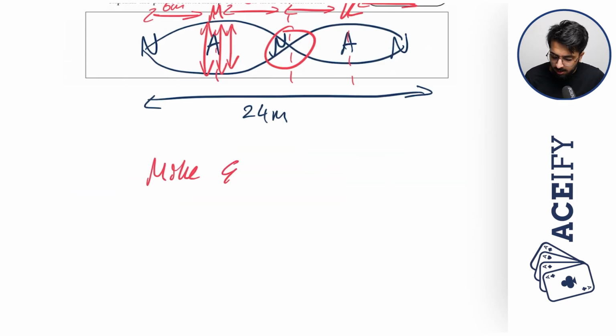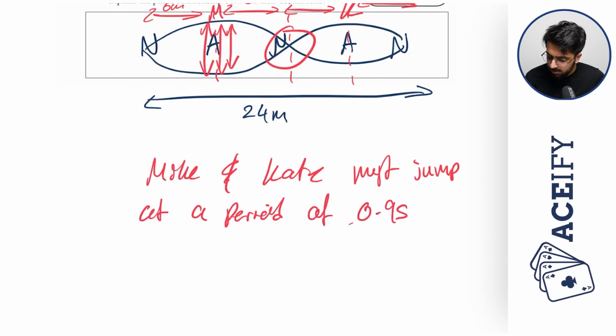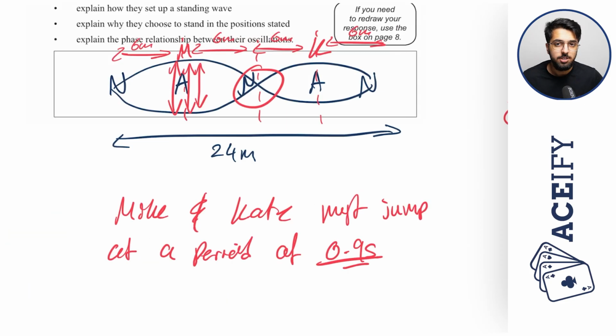And so therefore, Mike and Kate must jump at a period of 0.9 seconds. And the reason for that is because that is half of our total period for the entire wave. Alright, and you can write that in words.